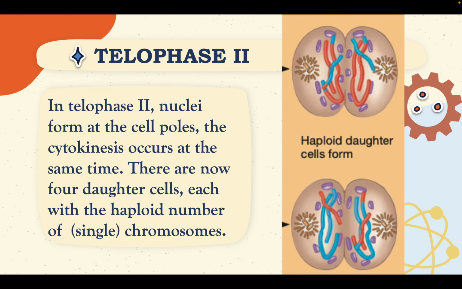While in telophase 2, little nuclei form at the ends of the cell. The cell divides into 4 smaller cells. These new cells each have half the usual number of chromosomes, which means they are now single chromosomes, not pairs. So you end up with 4 daughter cells. 4 haploid daughter cells.